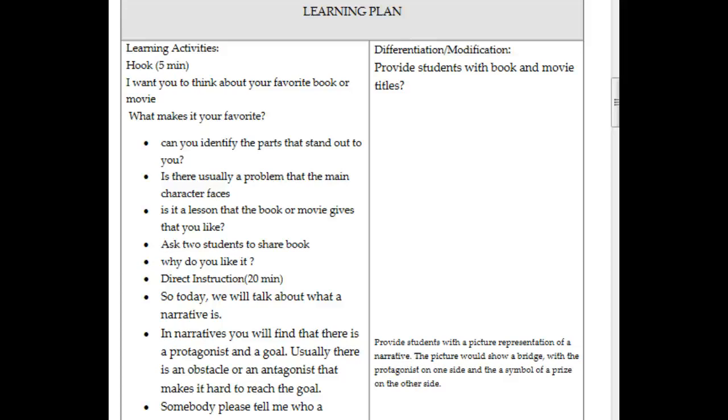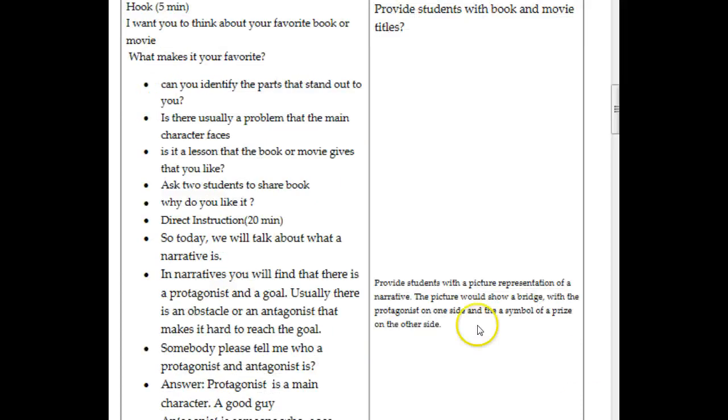You have them think about their favorite book or their movie and talk about what makes it their favorite. But then in your transition, you just say, today we're going to talk about what a narrative is. In narratives, you'll find that there's a protagonist and a goal, usually an obstacle or an antagonist. And instead of tying that directly back to these pieces, you just kind of move away from it. So think about making those transitions smooth in there, okay?